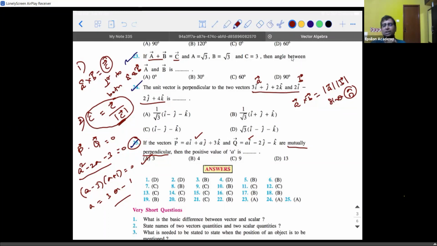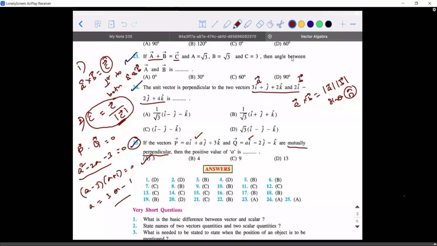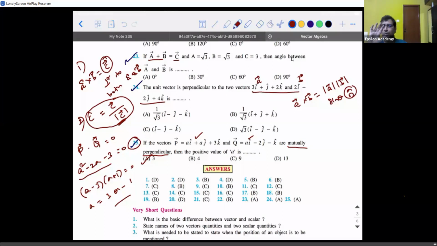Then we'll move on to the next chapter, which is nothing but units and measurements. Sir, this C cap, how does it come from magnitude into direction? Yes. C cap is nothing but a unit vector.